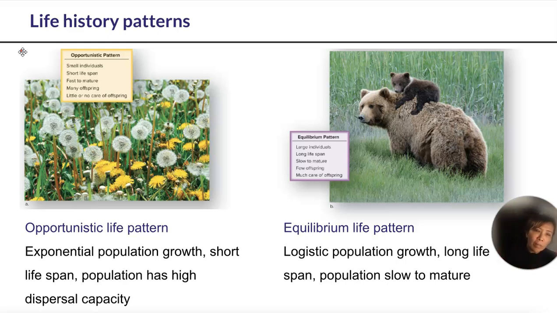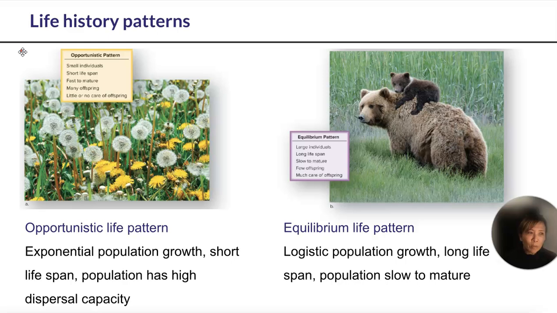Versus the equilibrium life history pattern. Organisms that fall into this pattern tend to have a longer lifespan. They tend to be larger individuals. They tend to be slower to mature. They produce fewer offspring. Many of them will spend a lot of their energy taking care of their offspring. Their growth rate tends to be regulated a lot by different density dependent effects.